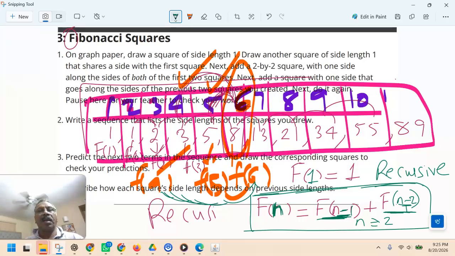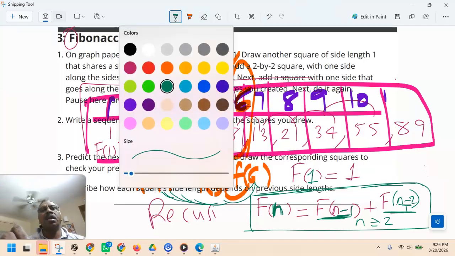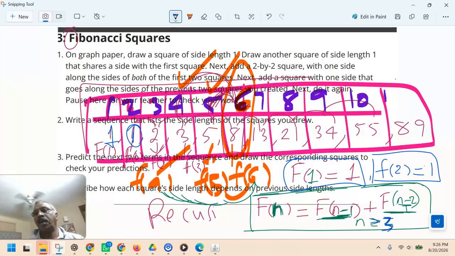Hope that makes sense. I'm sorry, I made a slight mistake here. You are given in the beginning not just this piece, you are also given the second piece. F2 is 1 here. So the first step is 1, the second step also is 1. So these two pieces are known. Then this one goes from 3 onwards, n greater than or equal to 3. So this is the mistake I made. Okay, so that's all you're supposed to do.